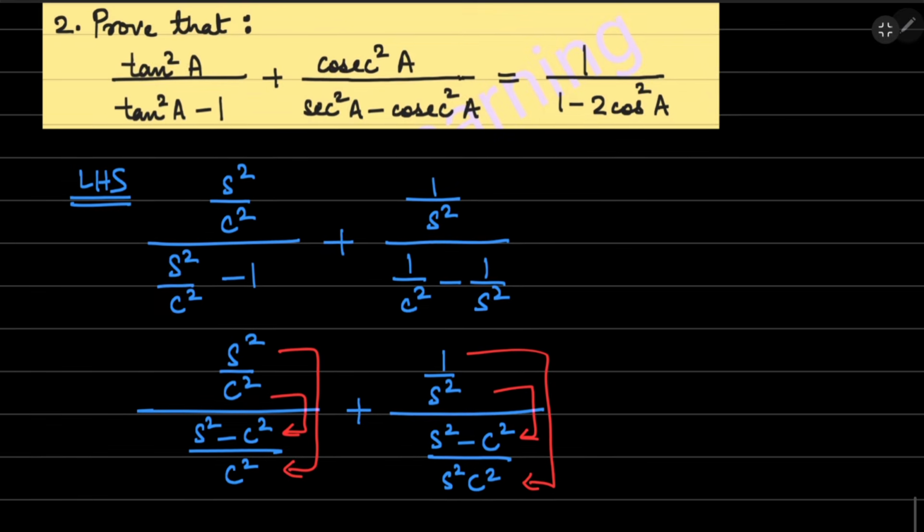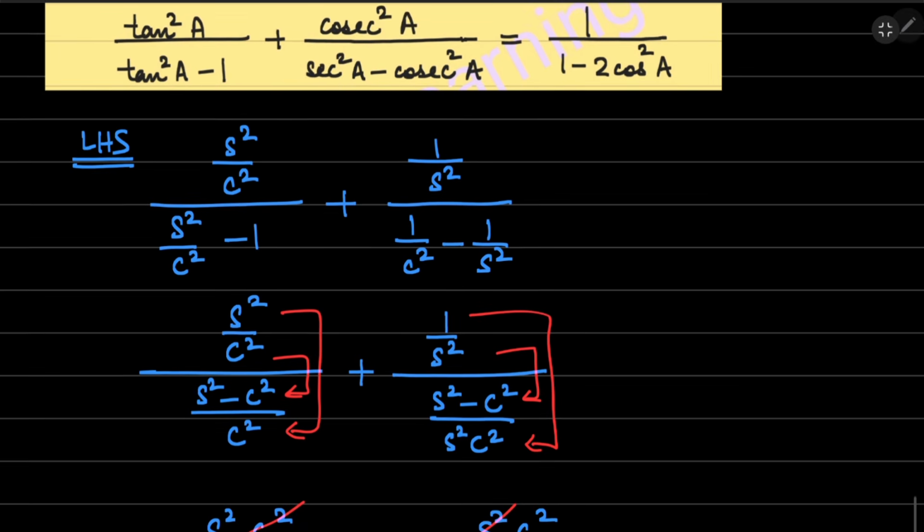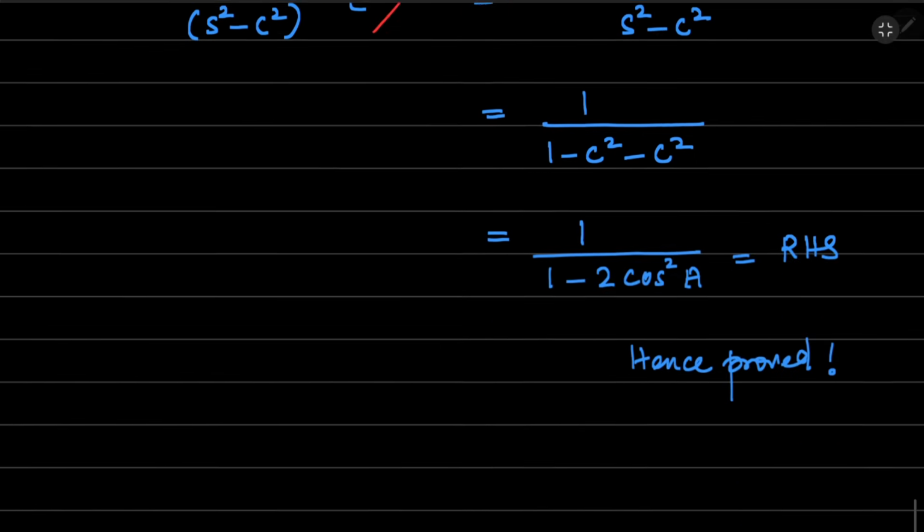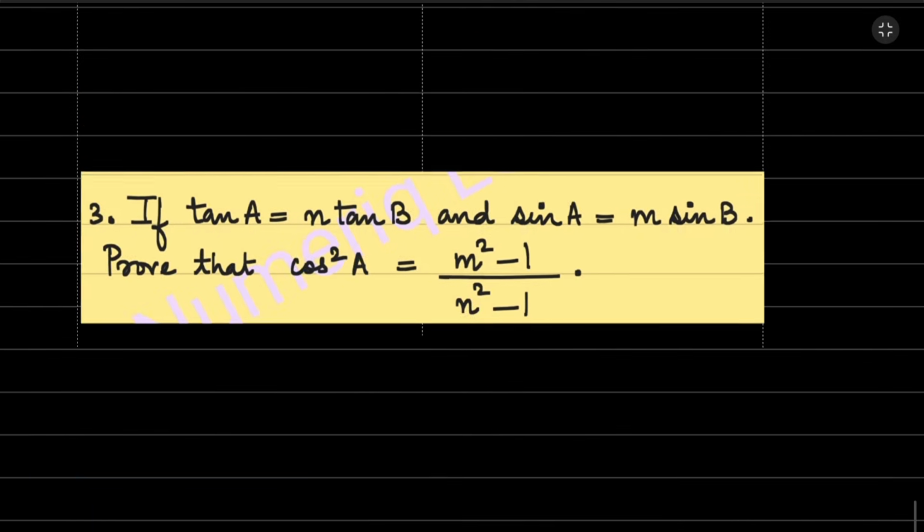Hope you understand. It's very, very easy, right? Because you need to prove something in terms of cos. So convert all tan, cosecant, secant into sine and cos. Right? Let's do another question.